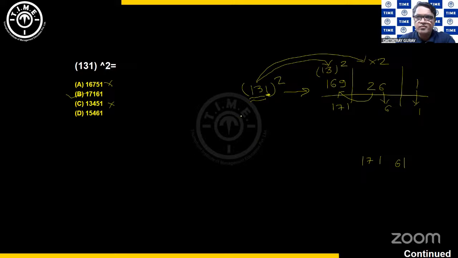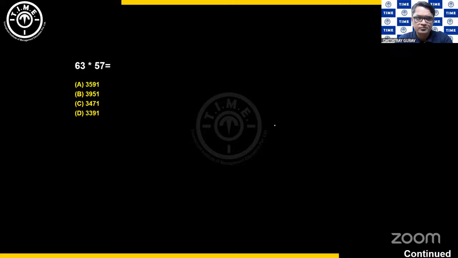So this is a method when the number ends with 1. For other numbers, don't apply this method. Every shortcut has some limitation. Limitations are there. To understand the limitation also, can I apply this method everywhere? We can't. We'll go through the limitations also. Next question. Work on this.